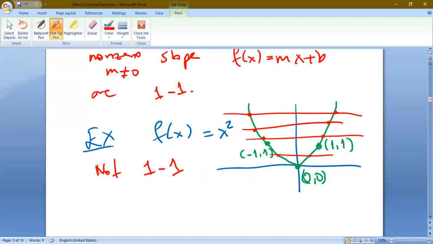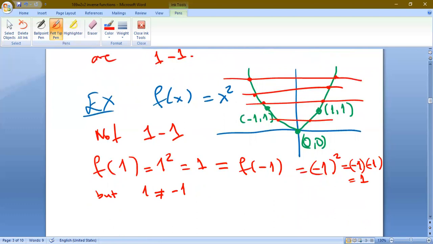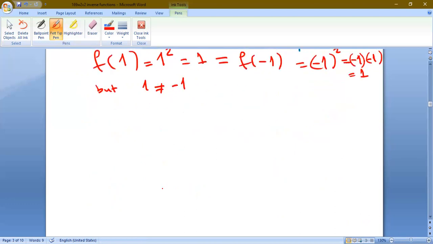Or you can also write it this way: f of 1, which is 1 squared, is also equal to f of minus 1, because minus 1 times minus 1 is also equal to 1, right? But 1 is not equal to minus 1. This is not satisfying the definition of a one-to-one function. So as you see, x squared is not a one-to-one function, and it also doesn't pass the horizontal line test.